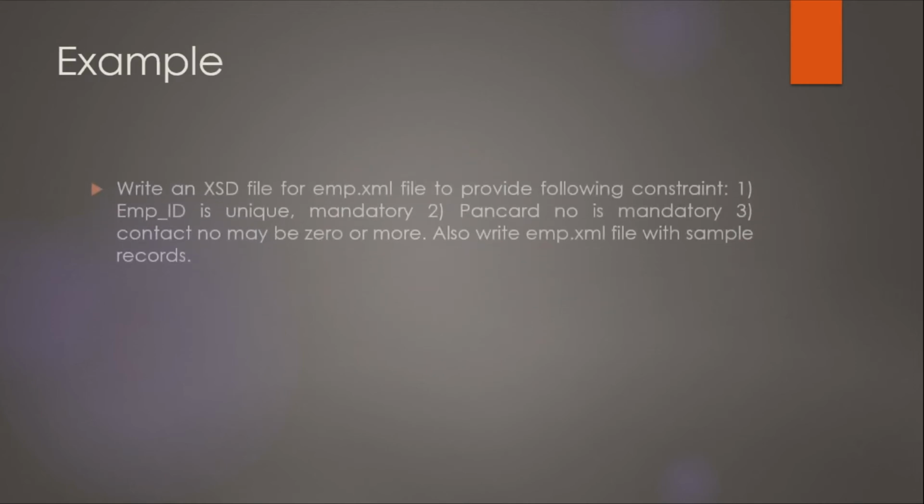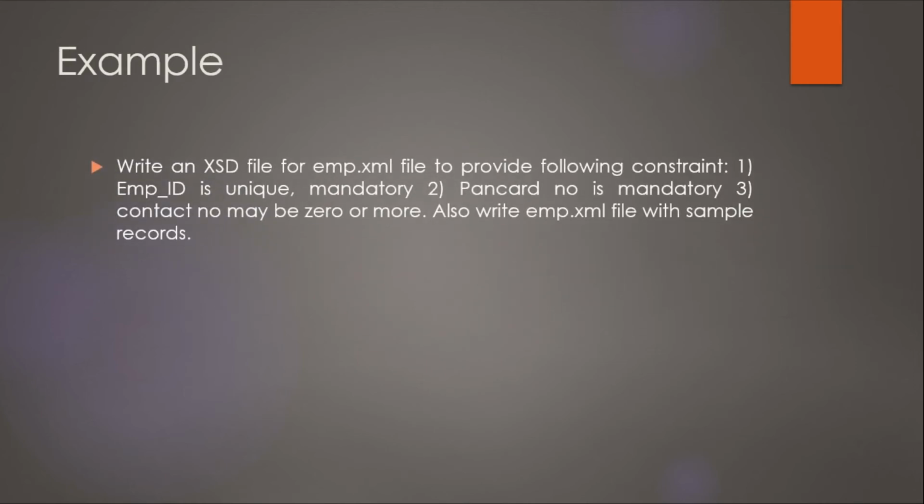Now we will show an example of XML. The first example in the practical list is to write an XSD file for employee.xml to provide the following constraints. First one is that employee ID is unique, the second one is that PAN card number is mandatory, and the third one is that contact number may be 0 or more. Also write the employee.xml file with sample records. Now first we have to create the .xsd file, and after that we have to create the XML file. Now let's check how to create the XSD file.